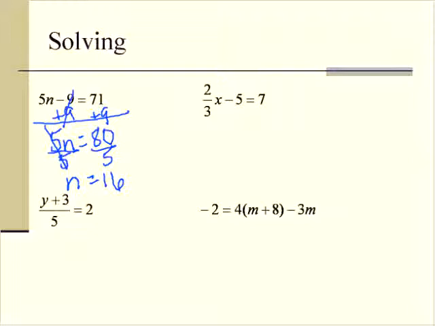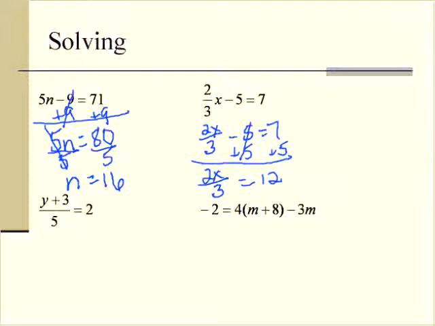Now in this problem, remember you have this fraction in front of the variable. So it's the same as if this were 2 times x divided by 3 minus 5 equals 7. The very last thing that happened to the variable was that minus 5. So that's the first thing I'm going to undo. I'm going to add 5 to both sides. So I have 2 times x divided by 3 is going to equal 12.